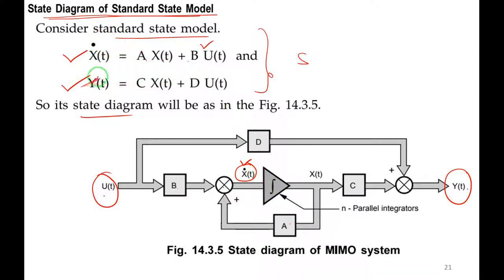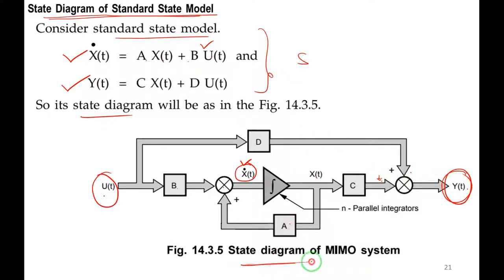Then next, the output equation. How to get this output equation? C into x of t. X of t is here, so just add the block. So I am getting C into x of t at this point. Then plus D into u of t. U of t is here. Then take the D block, and I will get D into u of t. Then take the adder and add it. So C into x of t plus D into u of t will give me y of t.